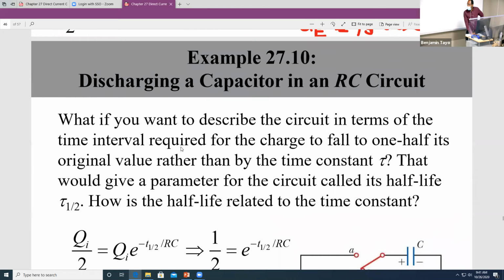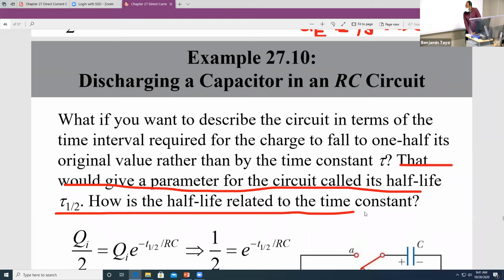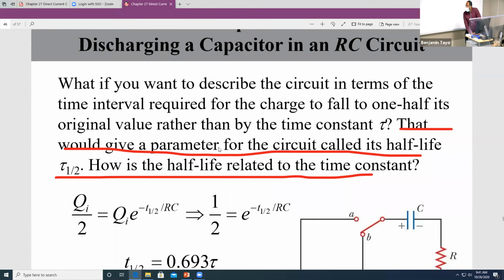Now let's look at this. It says, what if you want to describe a circuit in terms of the time interval required for the charge to fall to 1/2 of its original value? That is the half-life. So again, this is just something additional here, but the half-life is just the time that is going to take for the charge to drop by half.